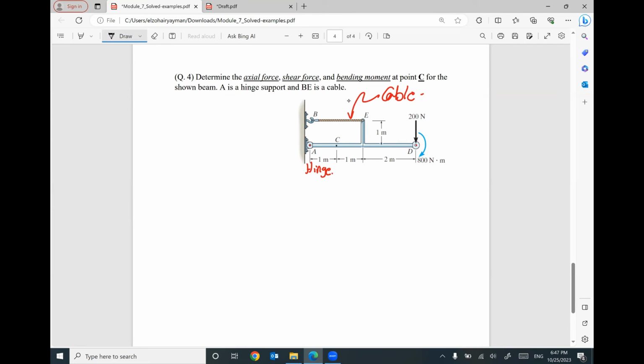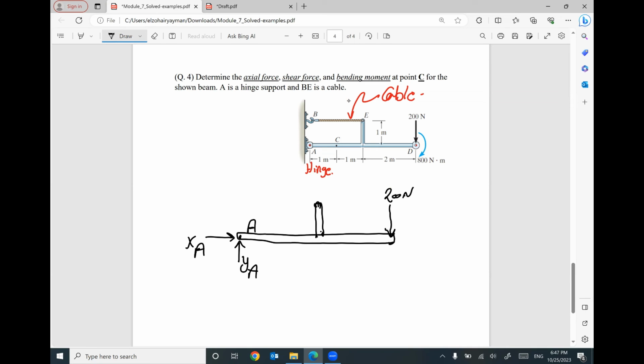So here is my beam. At A, I have two reactions because it's a hinge. Y A, X A. We are given a force here. How much? 200 Newton. We are given a moment here. How much? 800 Newton meter.